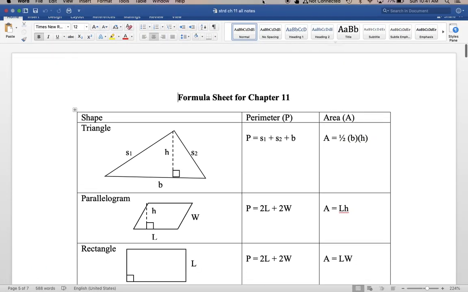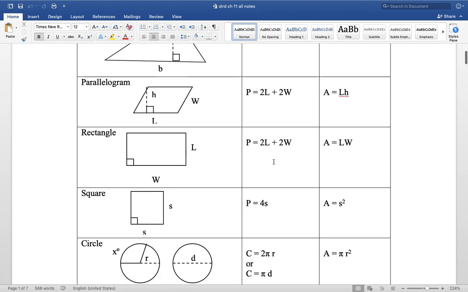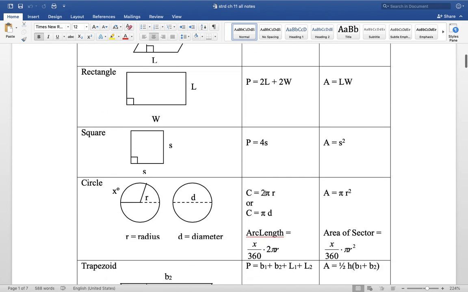Today we are going to be learning about circles. So from our formula sheet, we're going to be working with these C formulas. C stands for circumference. Circumference is taking a walk all the way around the circle. So the circumference formulas are 2 times pi times radius.